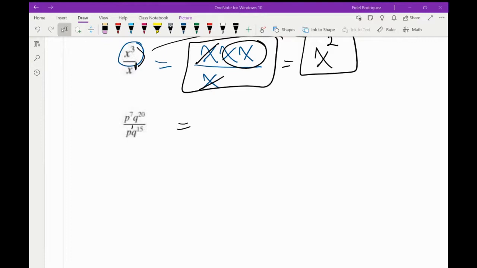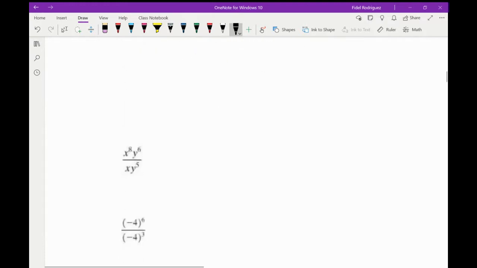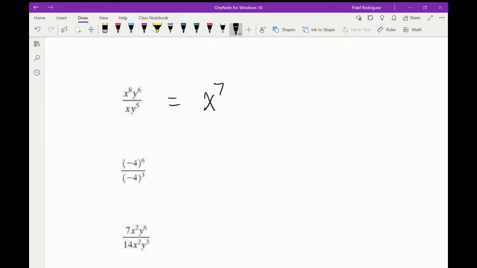Okay, guys, look at the q's. How many q's are we going to be left with? If there's 20 top and 15, good. 5, excellent, good. Okay, so we're going to put here p to the 6, q to the 15, okay? All right, let's do the same thing for these next ones. How many x's are we going to be left with? 7, right? Good. What about y's? Anybody know how many y's we're going to be left with? 6. Very good. You guys got it.